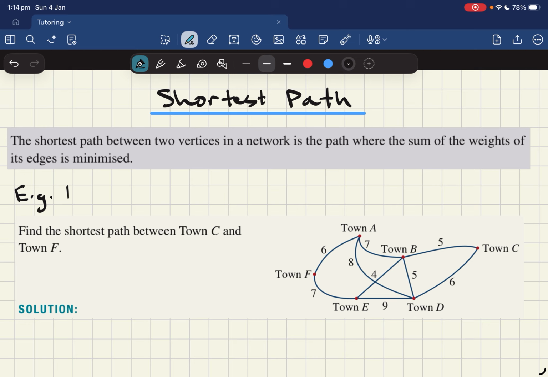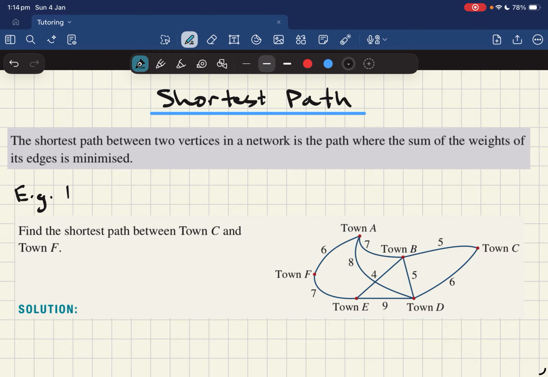So in this video, we are going to be looking at the shortest path. Now, the shortest path between two vertices in a network is the path where the sum of the weights of the edges is minimized. So it's similar to a minimum spanning tree in the sense that we're looking for the smallest possible sum of the weighted edges.